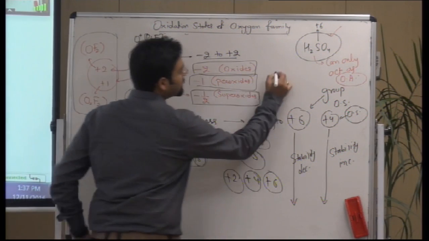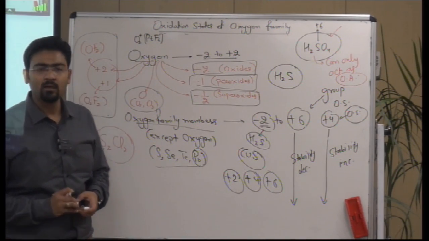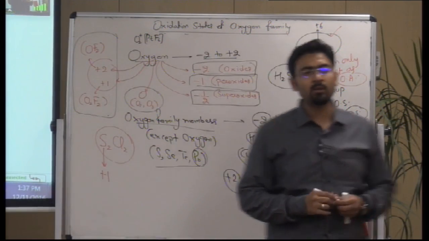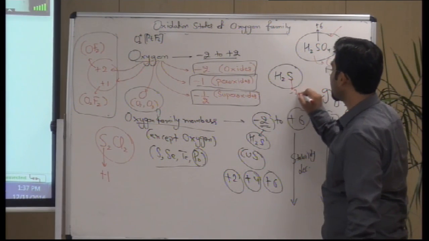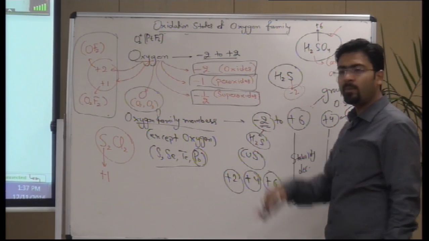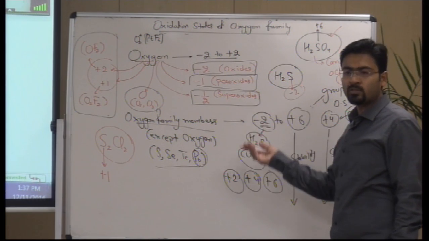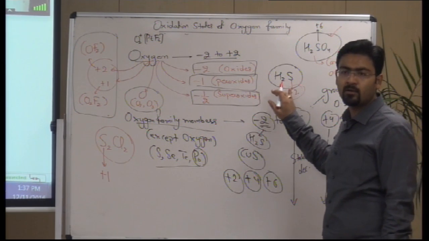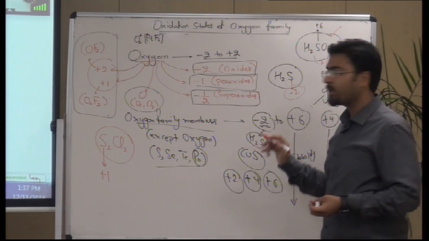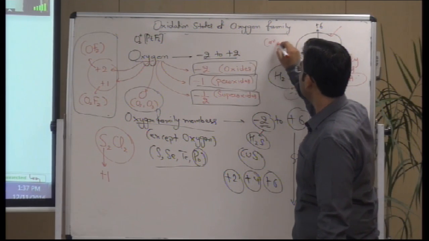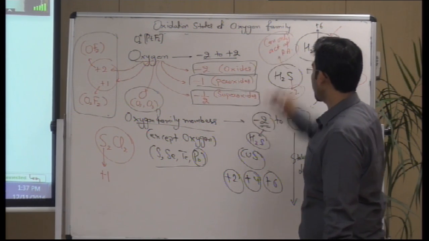Similarly, H2S is used as a reducing agent in many reactions in metallurgy, or in inorganic chemistry as a whole. In this case, sulfur is present in -2 oxidation state. Its oxidation state cannot be decreased further. It can only be increased. So this compound can only be oxidized if it's participating in a redox reaction, so it can only act as a reducing agent. So this is the advantage of knowing the range.